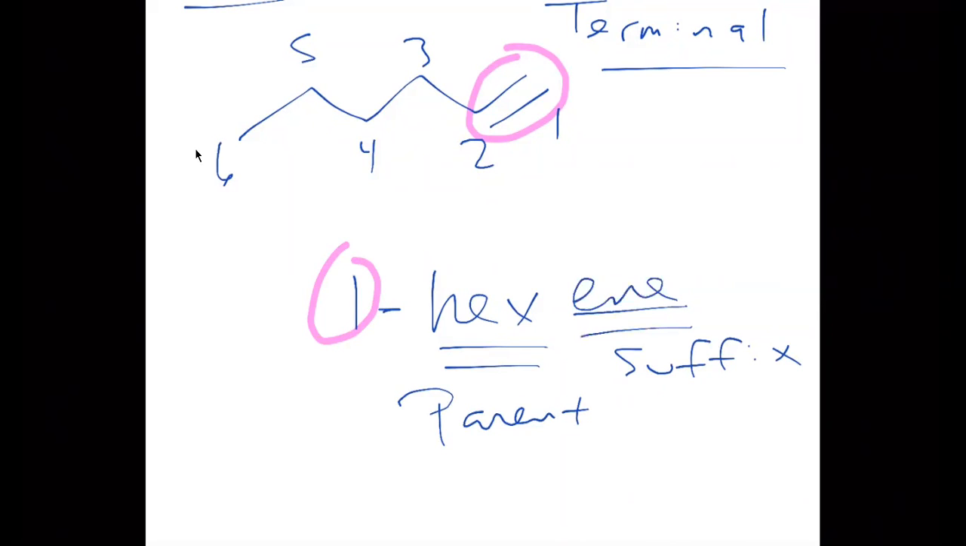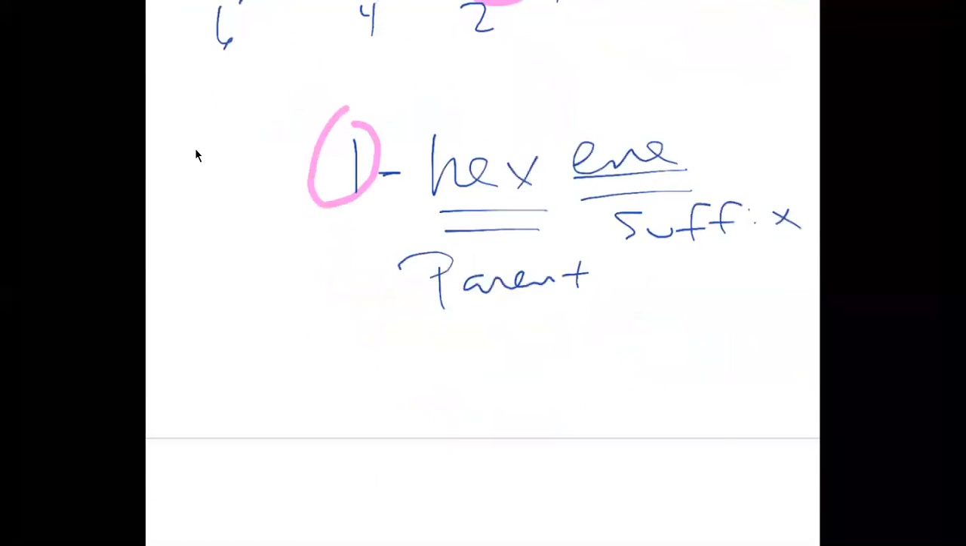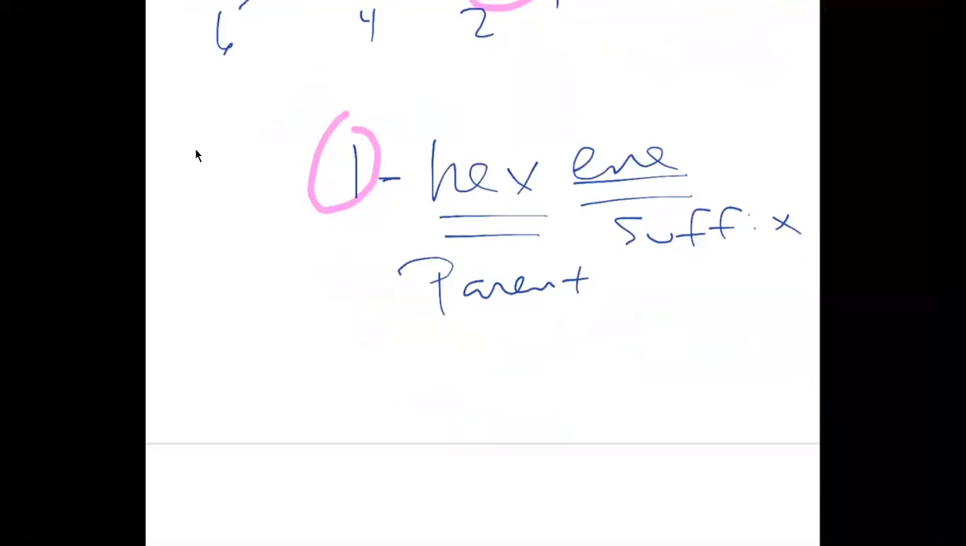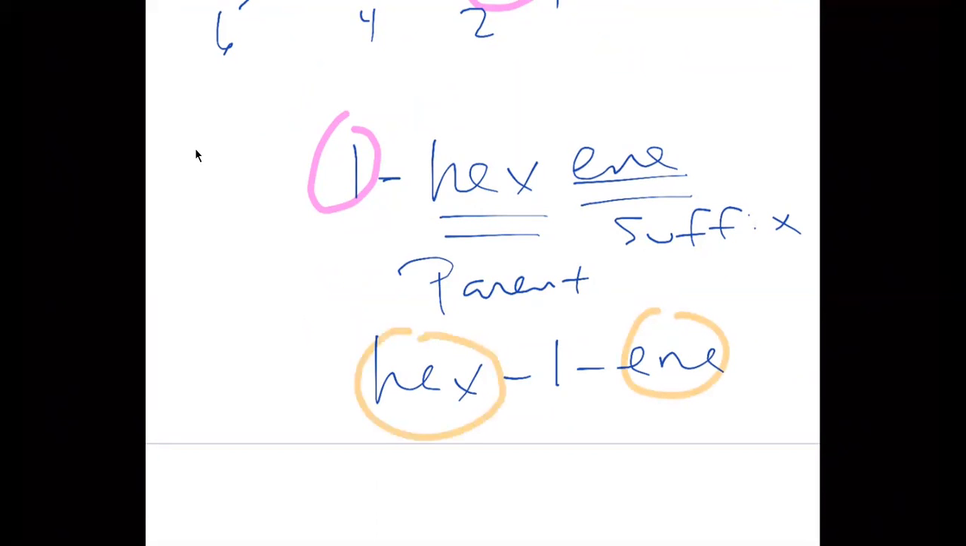That's still a suffix. Sometimes you'll see it written like this, right? You'll see hex-1-ene. Same thing. The ene is the suffix. That's my suffix. That's my parent chain. And then this is the location. It's the location of my double bond.